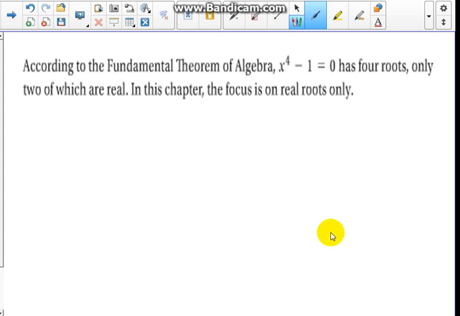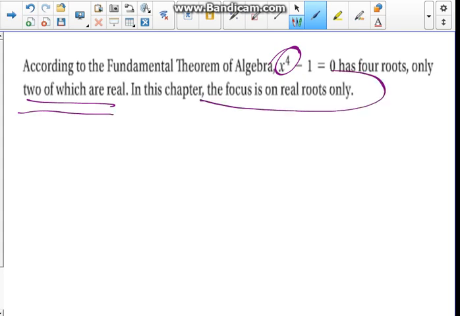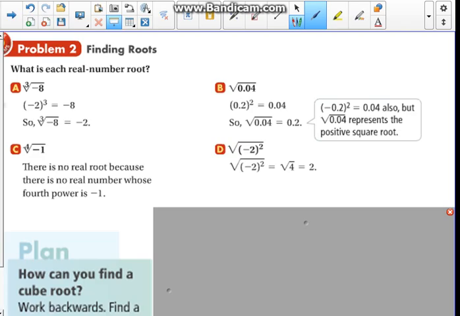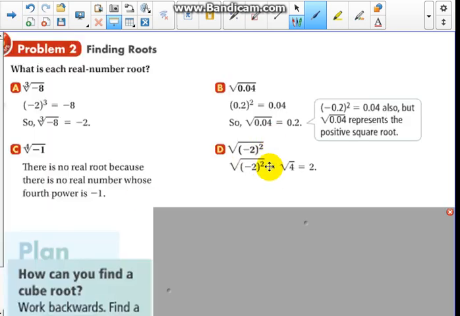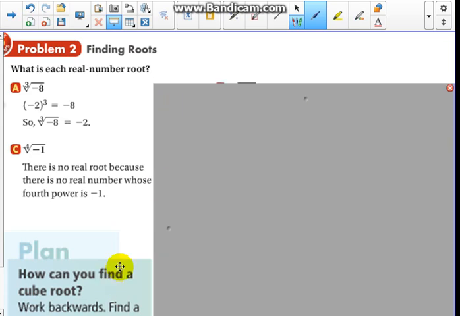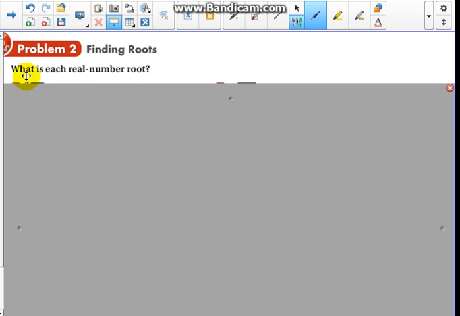Okay, so according to the fundamental theorem of algebra, x to the 4th minus 1 equals 0 has 4 roots. But only 2 of those are real. In this chapter, we're only going to focus on real roots only. Okay, so problem 2 is broken down into 4 problems. And so the first, let's see, the instructions were, what is each real number root?